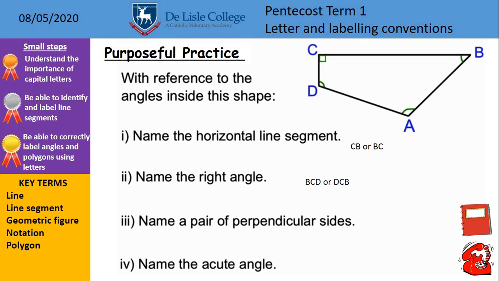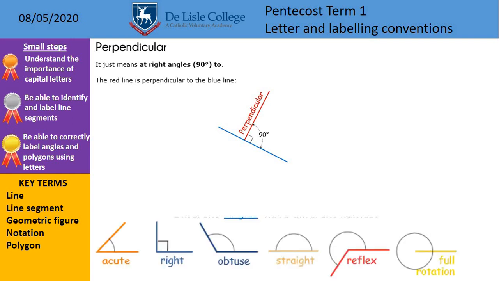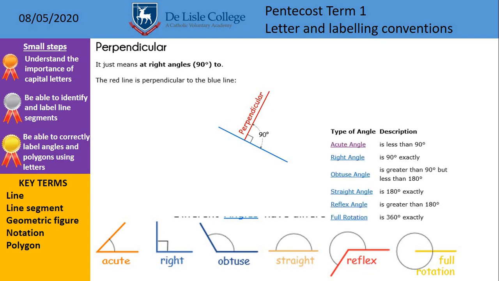Pair of perpendicular sides. On the next slide, I'm going to define perpendicular a little bit more, but it's lines that meet at 90 degrees. So we'd look at CD and CB. Acute angle is ABC. The acute angle is one that is less than 90 degrees. If you're unfamiliar with these, this next slide you need to copy into your book for me. Perpendicular just means at right angles to. For that example, the red line is perpendicular to the blue line. They meet at 90 degrees. And those are your various angles and their descriptions, which you need to be fully aware of.